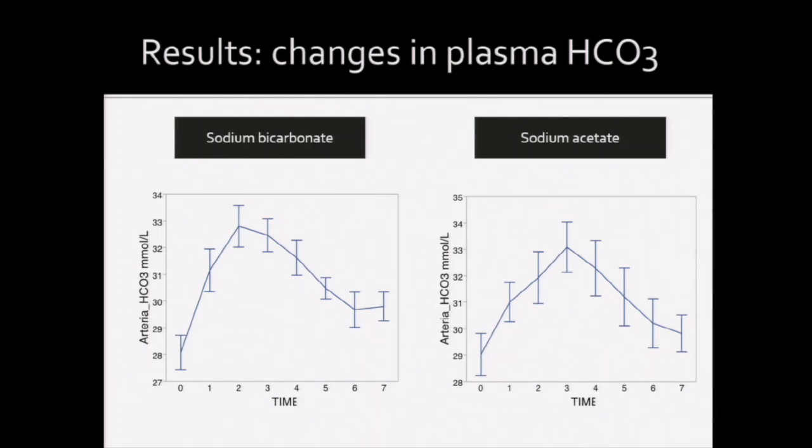They also looked at changes in the plasma bicarbonate levels, and as you can see, they're very similar to the arterial pH, where they went up significantly over time to the 90-minute time point, and then they dropped gradually over time, but they never returned to the basal level like the arterial pH did in the last slide. And there were no statistical differences found between the two groups of sodium bicarbonate and sodium acetate.